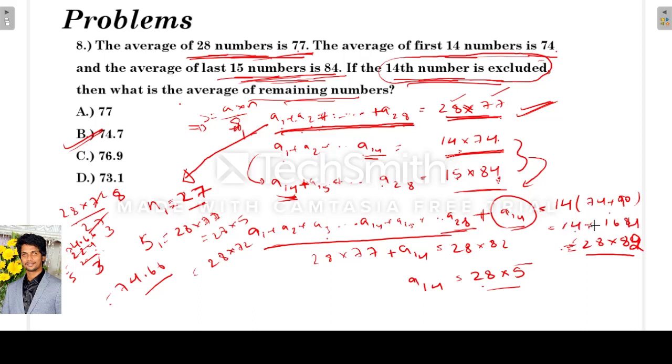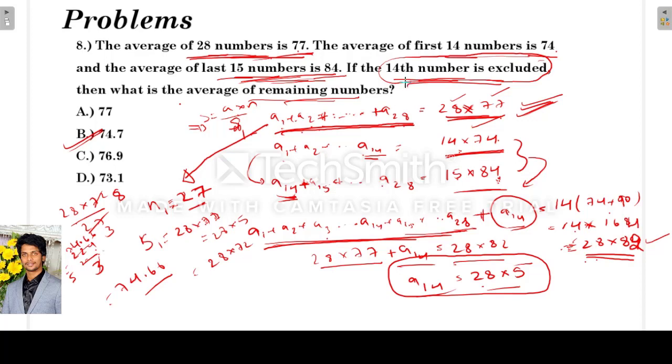So which is nothing but 14 into 164, and I have written it like I have taken out 2 from here, so 28 into 82, because here 28 is there, I have put it like this. Now the A14, we can find out from this equation, because this is nothing but 28 into 77. So if you substitute, 28 into 77 plus A14 is equal to 28 into 82. Then A14 will be 28 into 5.